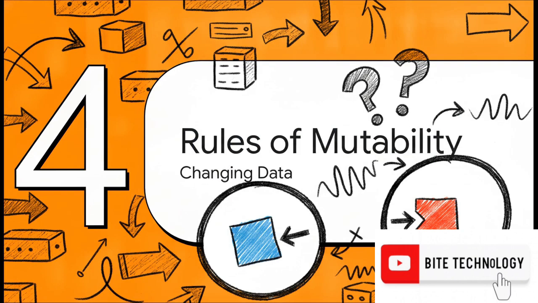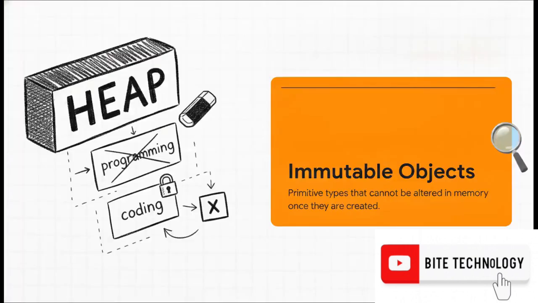Section 4. The rules of mutability. So what happens when we actually try to change this data? If multiple variables are pointing to the same object, doesn't changing one mess up the other? Well, this is where we have to talk about immutable objects. In Python, primitive types, things like strings and integers, are immutable. That means once they're created in the heap, they cannot be altered, literally ever. If you have the word programming and you want to change it to coding, you aren't grabbing a digital eraser and overwriting the old word in memory. You're actually forcing Python to allocate brand new space for a brand new object called coding, and then your variable is handed that brand new memory address.